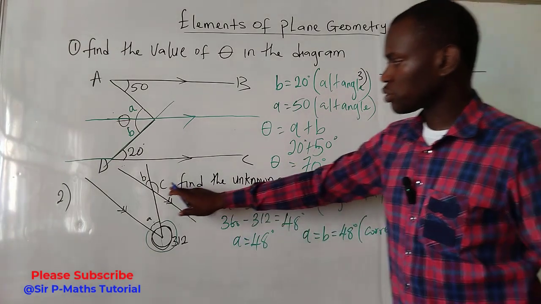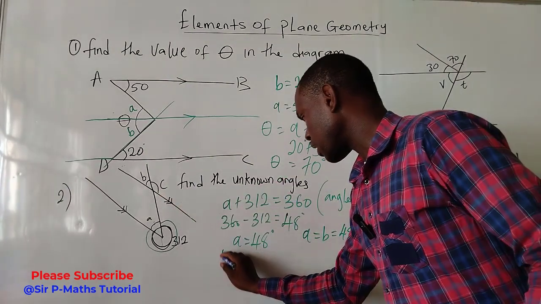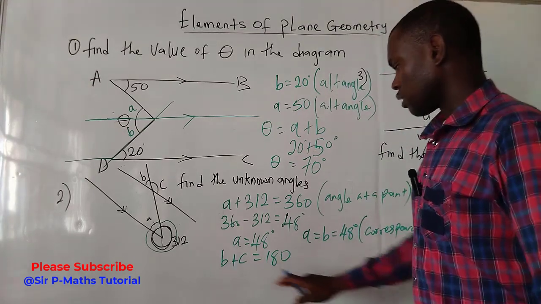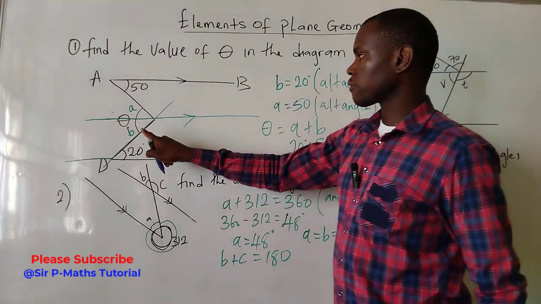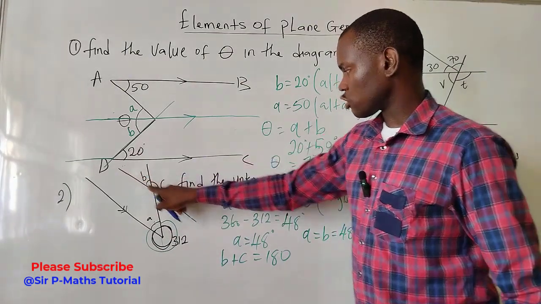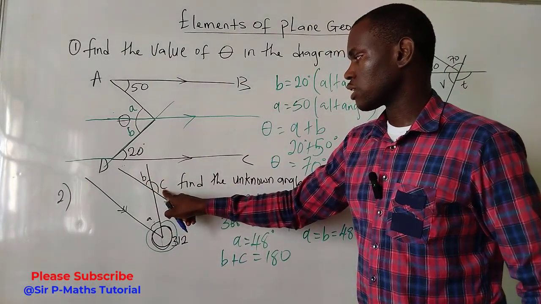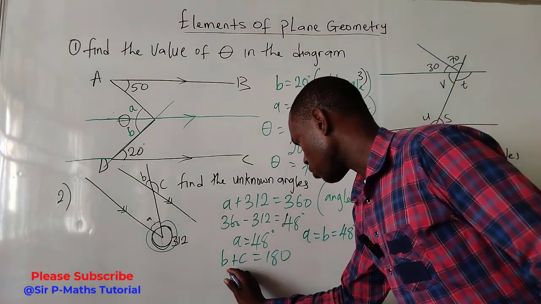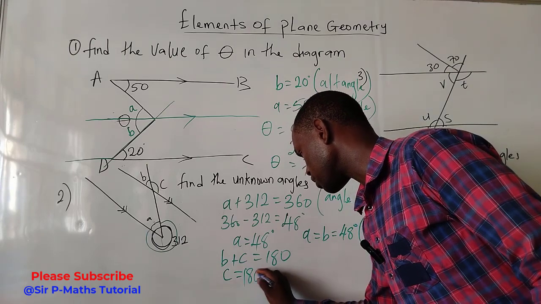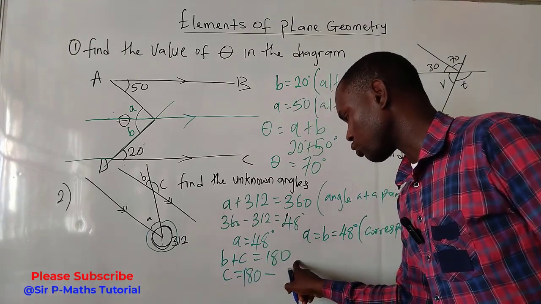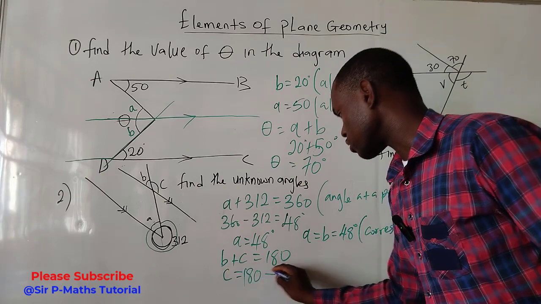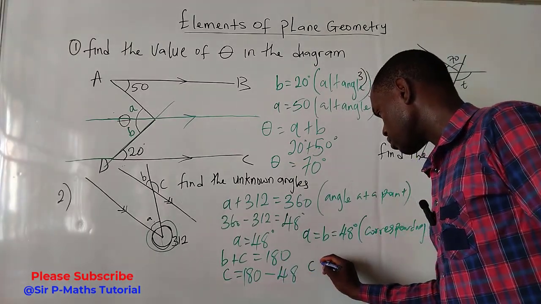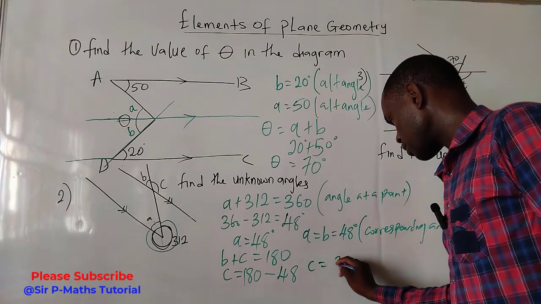So the next angle we get is C. See, if I add B and C, I am meant to get 180 degrees. Now, the reason is because they are angles on a straight line. This is a straight line. This angle and this angle will give me 180 degrees. So let us substitute B, all right? Or make C the subject. I'll have 180 minus B, because B will come over. Then the value of B is 48. Then I subtract here. I will have my C to be equal to.